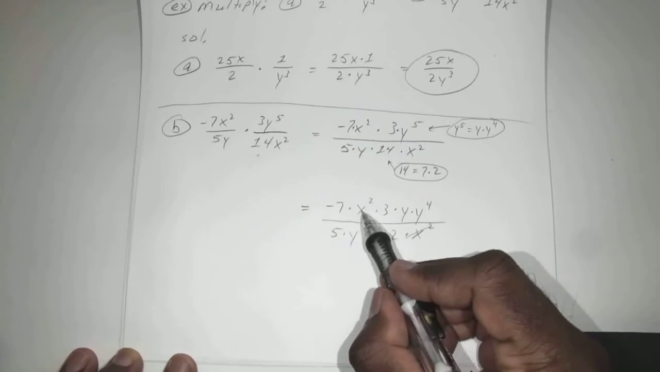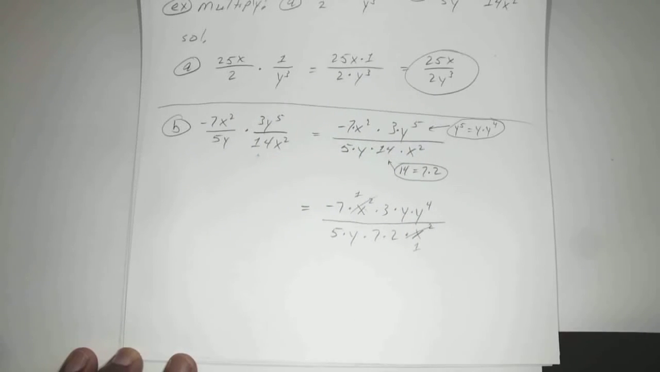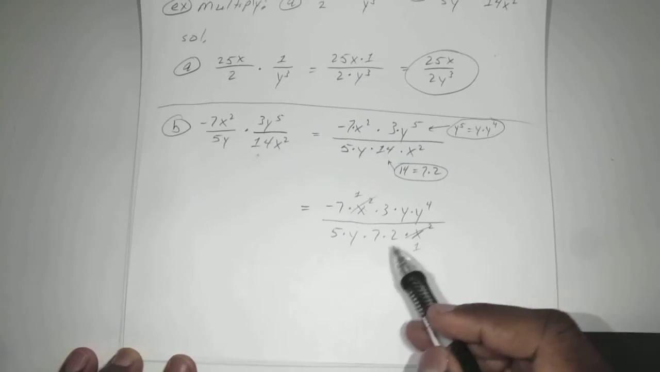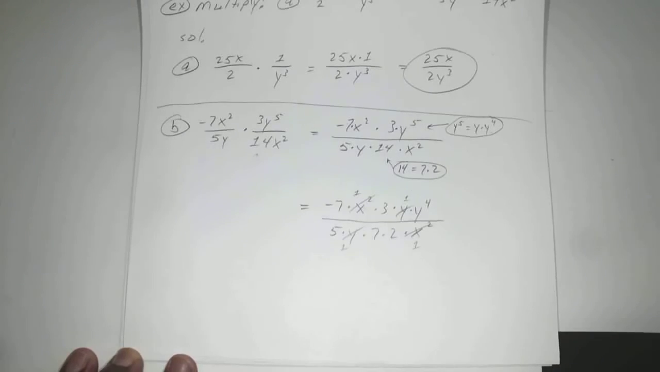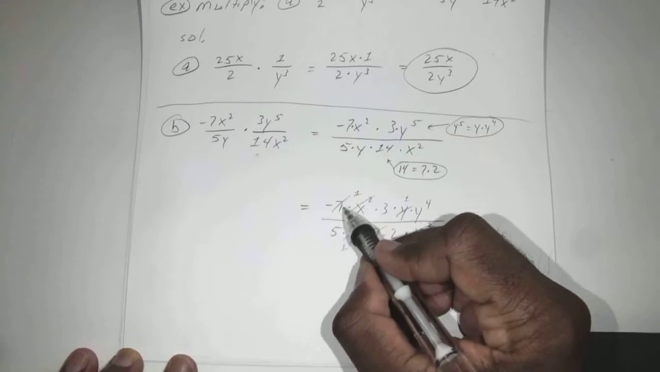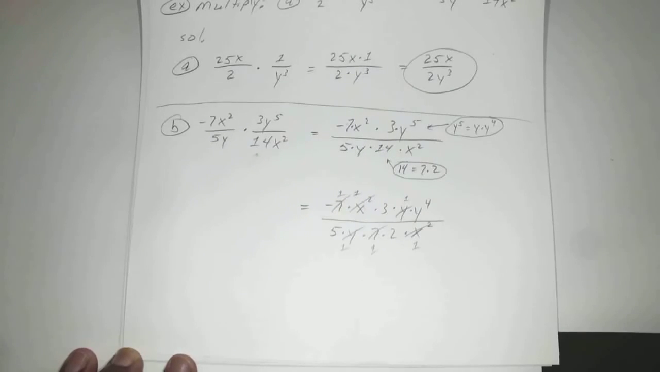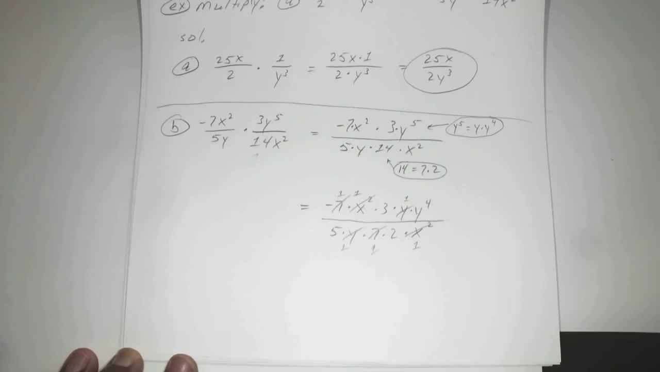Okay, so we have x squared here and x squared there. Those two cancel out. Remember, they only cancel out when one's in the numerator and one's in the denominator. If they're both in the denominator, they won't cancel out. Okay, so you have a y here and a y there. Those two cancel out. You have a 7 here and a 7 there. Those two cancel out. Right now we don't have anything else that would cancel out.